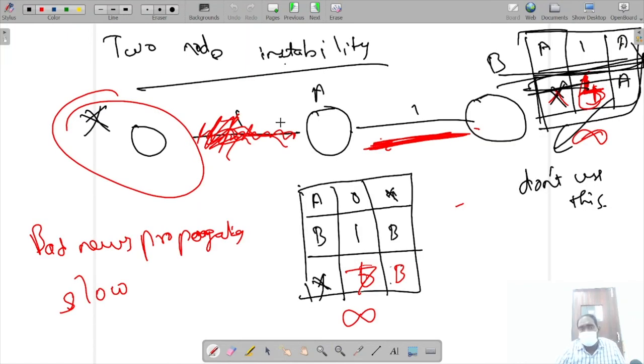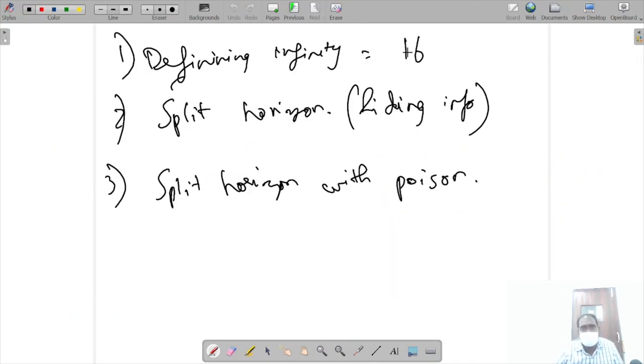We saw that with the help of something called two-node instability, in which one of the routers got disconnected. This path was updated to infinity, and then A saw that B can reach X at a distance of 2, and then A updated its routing table to route the packets through B. And B, when A updated, it also updated, and the updating kept on happening till both of them reached infinity. This took a lot of time, and so to solve this, we proposed a few solutions called defining infinity, split horizon, and split horizon with poison.